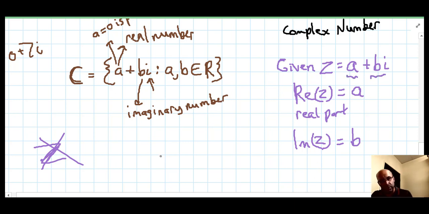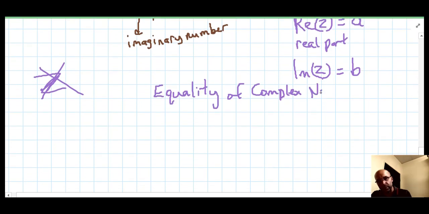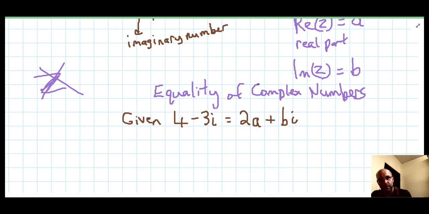Okay, so that brings us on to the last part of the video. We're talking about equality of complex numbers. Once we know all of the above, we can look at equality of complex numbers. So if it's given that, here's an example, 4 minus 3i equals 2a plus bi, we look at the real parts and the imaginary parts, so we equate parts.